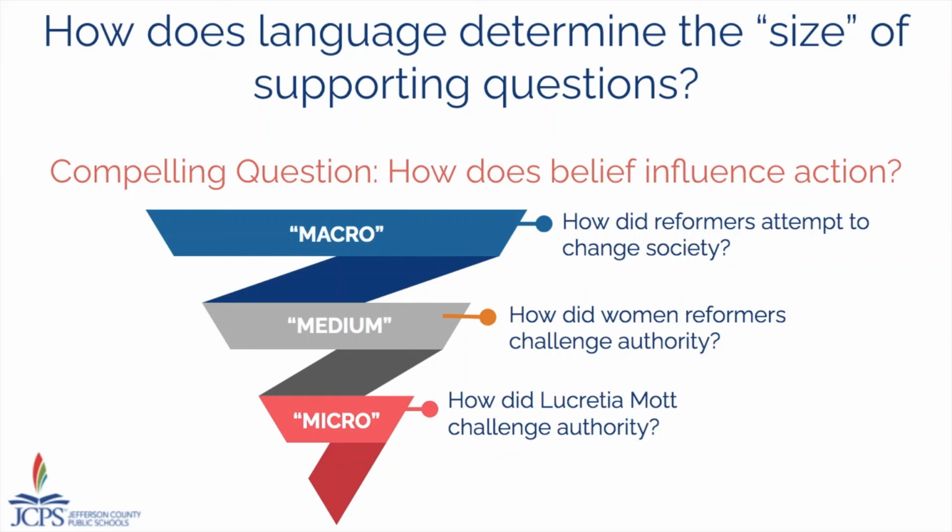When it comes to a more medium question, right, we might take from how did reformers attempt to change society to how did women reformers change authority, right, or challenge authority. So now you're talking more specifically about that change, and you're talking more specifically about who the women might be. But there's a lot of different women and a lot of different ways that they're challenging authority at the time. A micro or even a case study approach might be how did Lucretia Mott challenge authority? Now that's really going to sharpen and shape how you're viewing the standards, but also the sources which you would then use in your investigation.